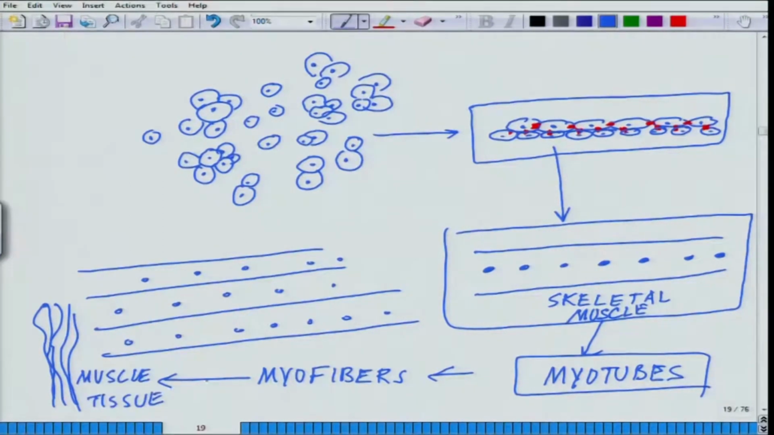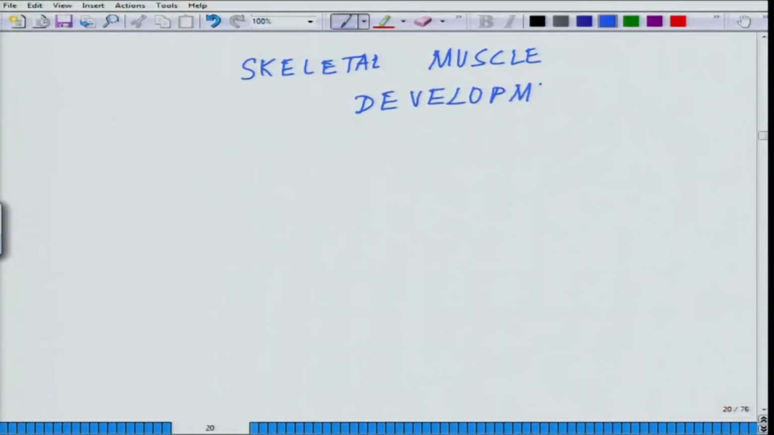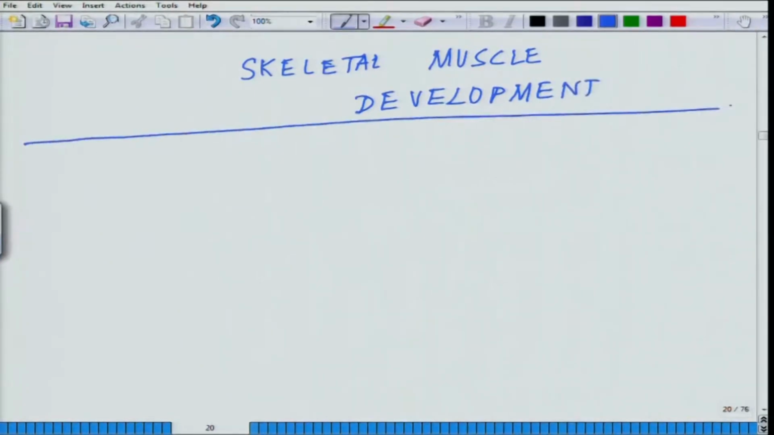So, this is how the skeletal muscle is formed, and in that process, while the myotubes and myofibers are forming, there are two theories. So, coming to skeletal muscle development, there are two theories about the origin of intrafusal fibers, which I told you are in smaller number, which are the length sensors.